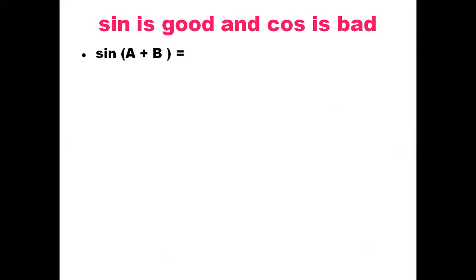Let us see the first one, sine A plus B. First we write sine A. Now since sine is good, it will give B to cos. Plus, again it will give A to cos since sine is good. So we write cos A, and the remaining will be taken by sine. Since sine is good, it will give the second one to cos, and the remaining one will be taken by sine.